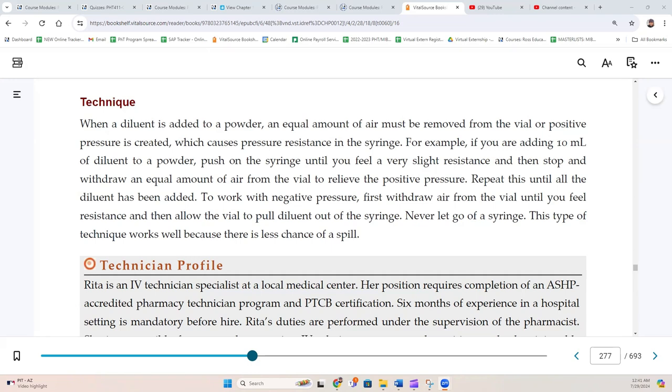To work with negative pressure, first withdraw air from the vial until you feel resistance, and then allow the vial to pull diluent out of the syringe. Never let go of a syringe. This type of technique works well because there is less chance of spill.